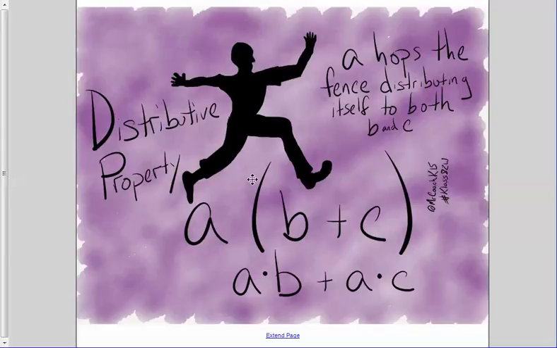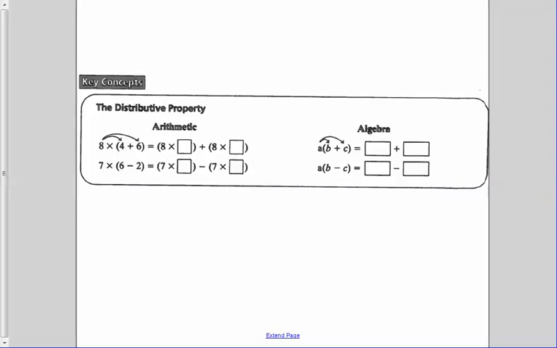So A would hop the fence, and when it hops the fence, it's distributing itself to both B and C here. When we distribute, we are multiplying. So A hops the fence, multiplies itself to B, and it goes to the C. But we keep the same operation, the addition sign here. So A times B plus A times C. Let's look at some examples, but we'll first look at some of the key concepts of our vocabulary.